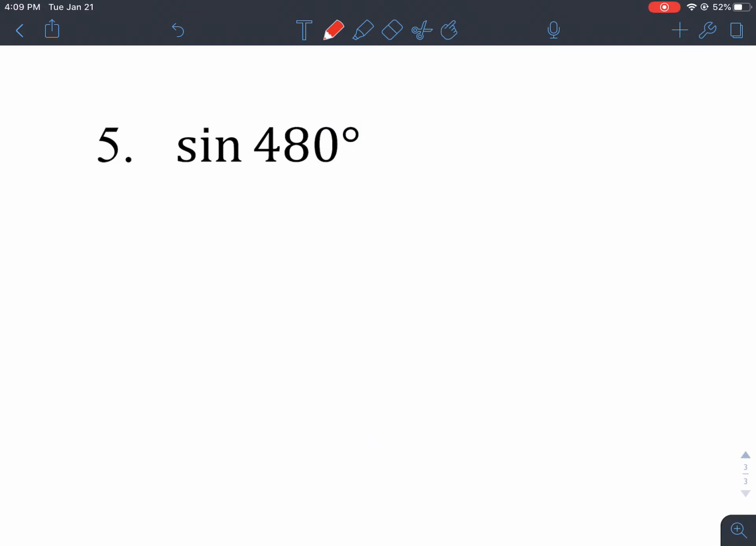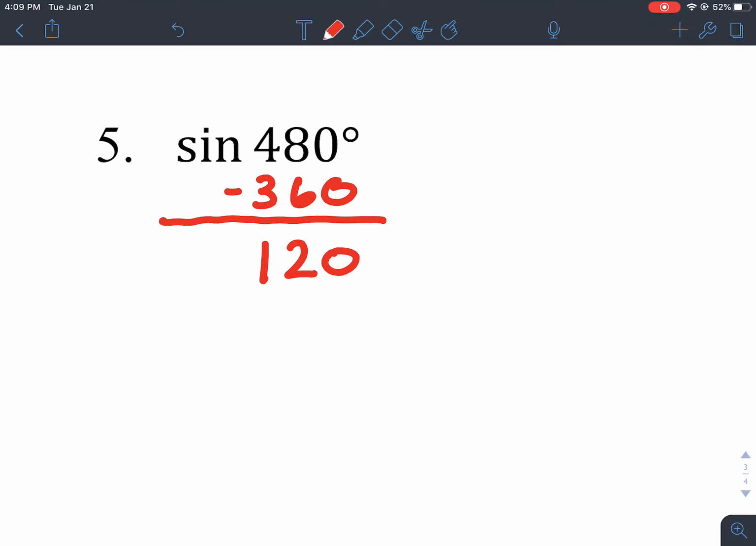So for example, the sine of 480. 480 is too big, so I'm going to do one full rotation backwards to see if that brings me onto the unit circle, and that comes out to be 120.